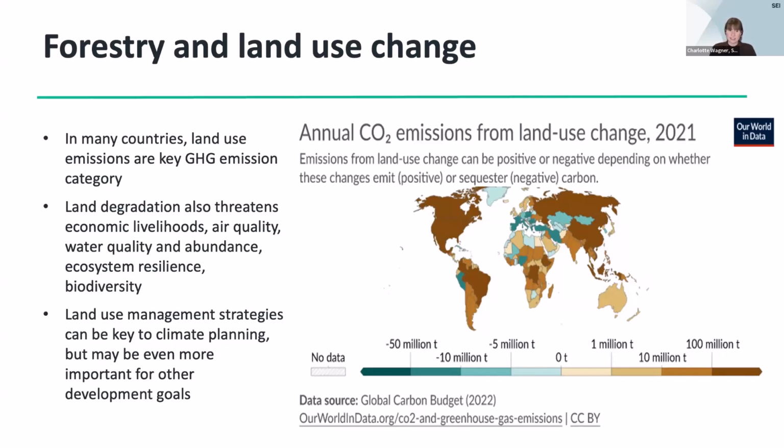And so in that sense, land use management strategies can be key to climate planning, namely in order to turn forestry and land use from a net emitter into a net sink, but they may even be more important for other development goals.